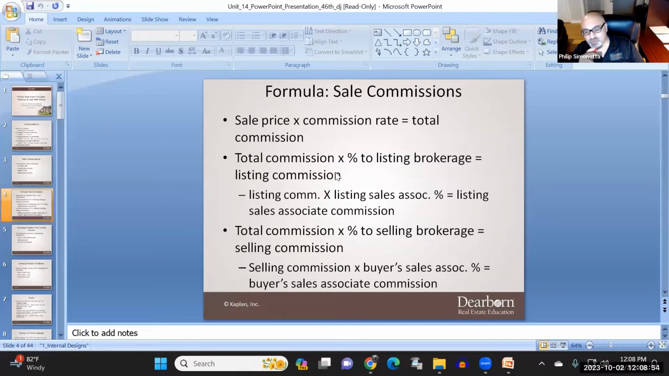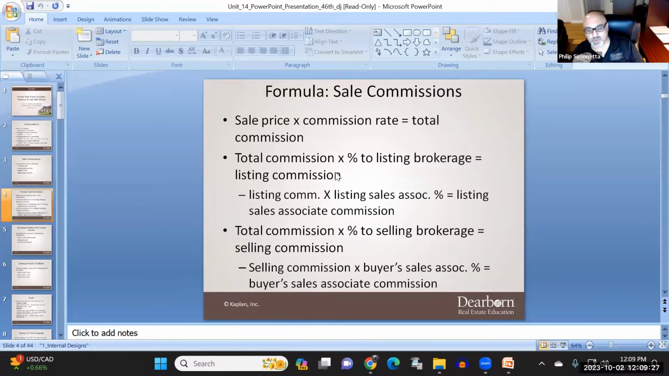Now you take the total commission and let's say the brokers are splitting it 50-50. So the total commission times 50% to the listing brokerage would be $3,000 to the listing brokerage. Now let's say the listing brokerage and the sales agent are splitting that 50%. So the $3,000 that went to the listing brokerage now gets split by 50%. So 1,500 goes to the listing brokerage, 1,500 goes to the sales associate. Do you see how that breaks down?